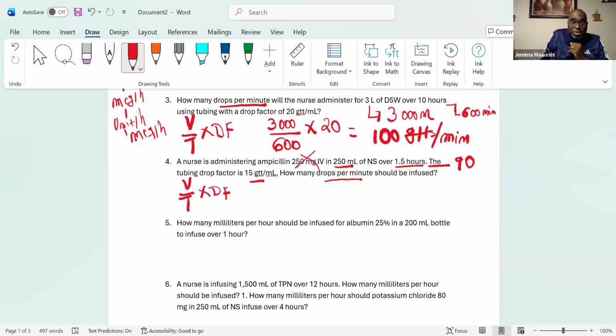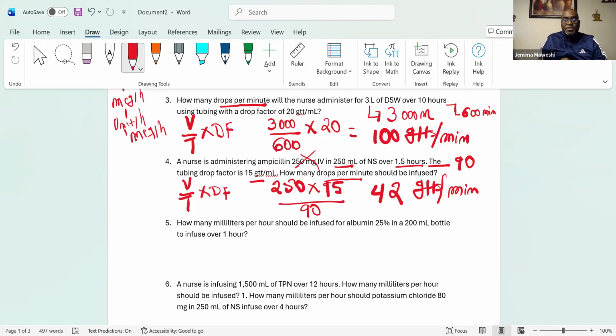90 minutes. So right now we're going to do 250 milliliter and multiply by my drop factor, which is 15, and I divide that by the time, which is 90. You go 250 times 15, the drop factor, and divide by 90. So now I got 41.6. This has got to be a whole number. It's going to be 42 drops per minute.